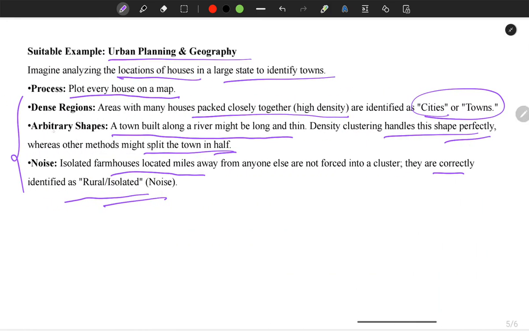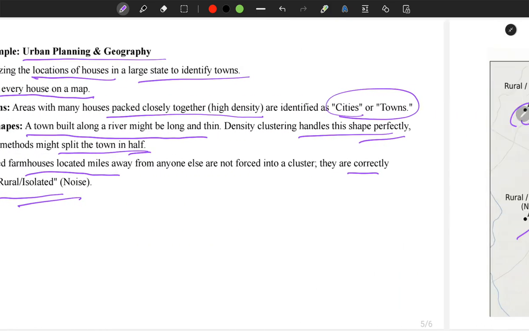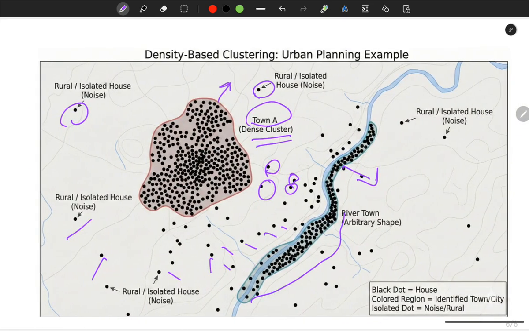Another point I mentioned is that it also considers arbitrary shapes. The advantage is that if there are many houses along the river path, the density is high there too. Even though it doesn't fit this kind of shape, since they're very close together, it also forms one cluster. That's what we call a river town, even though it's an arbitrary shape. It doesn't have to be spherical. It's like a snake shape, and here also we can form one cluster and call it a river town. So that is an advantage of density based clustering.